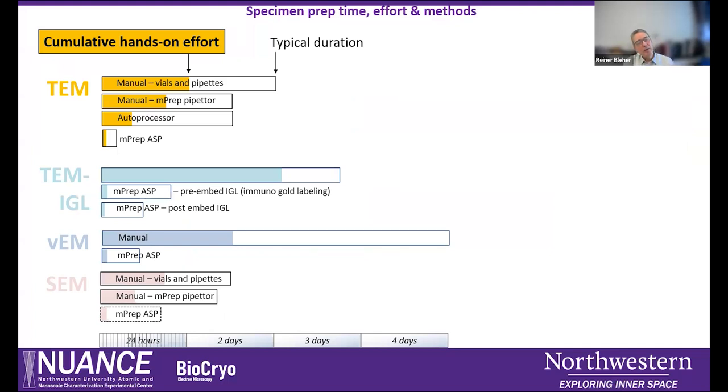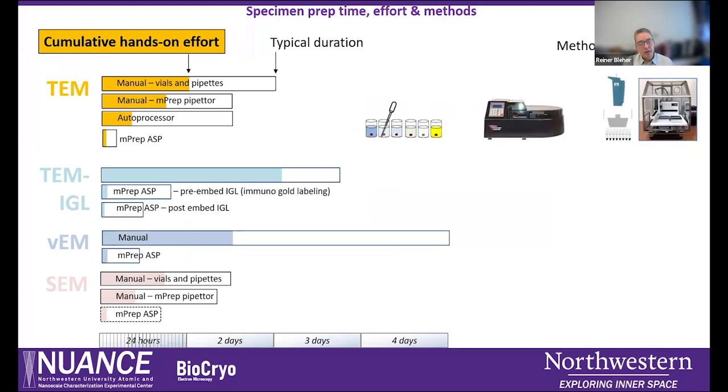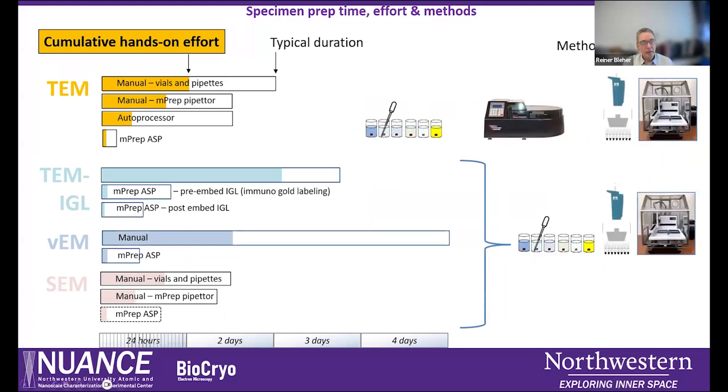So here again, when we look at the time effort and compare the different methods, regardless if it's preparation for TEM, if it's for TEM immuno gold labeling, if it's for volume EM or for SEM, in every single case, we can see that the automated processor requires always way less processing time than all the other methods.